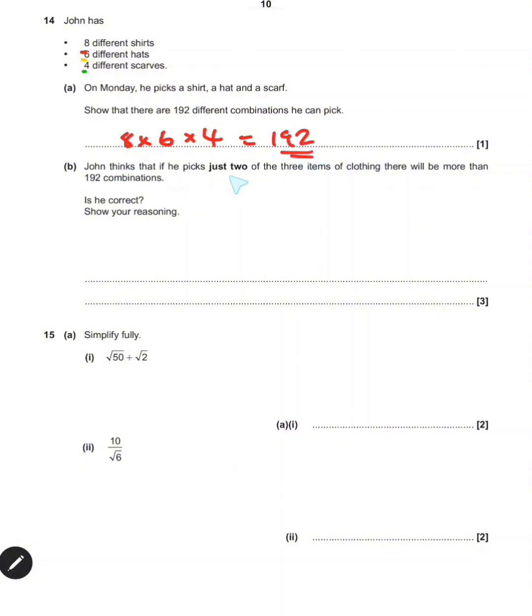John thinks that if he picks just 2 of the 3 items of clothing, there will be more than 192. Well, let's work out how many combinations there are by picking 2 items of clothing. If we look at shirts and hats, we will do 8 times 6. If we're looking at shirts and scarves, we'll do 8 times 4.